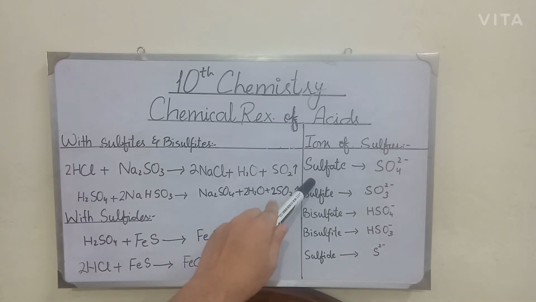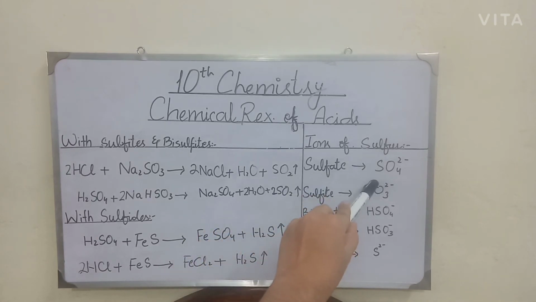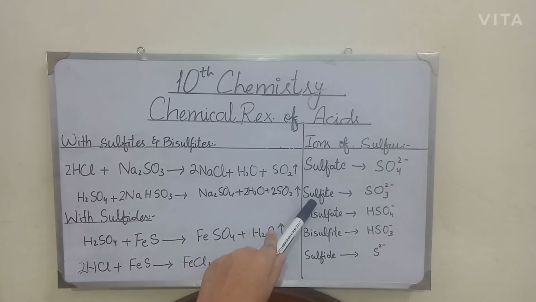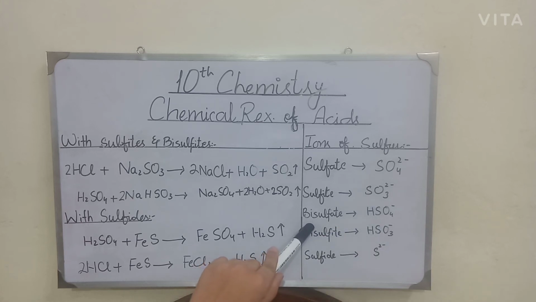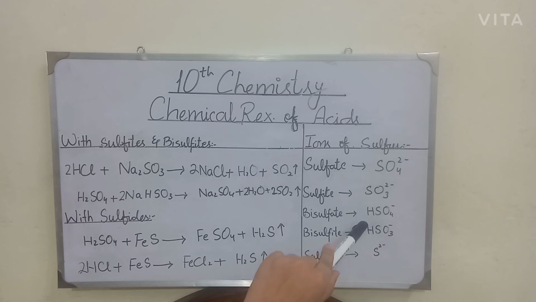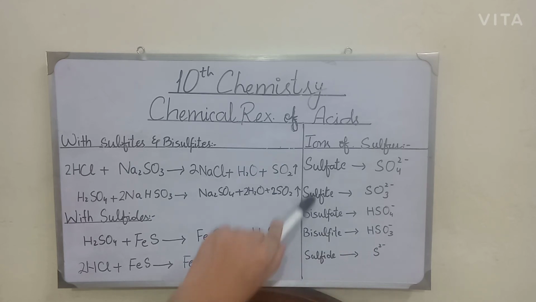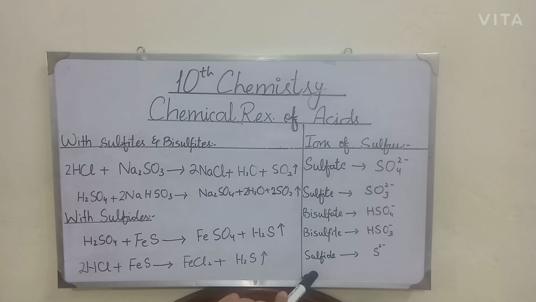Number 1 is the sulfate ion, and its formula is SO4 2 negative. Number 2, the sulfite ion, and its formula is SO3 2 negative. In the sulfate ion, 4 oxygen atoms are present. In the sulfite ion, 3 oxygen atoms are present. Similarly, the bisulfate ion, HSO4 negative, and the bisulfite ion, HSO3 negative. Sulfite and bisulfite resemble each other, and sulfate and bisulfate resemble each other. And the last ion is the sulfide ion, S2 negative. When a sulfur atom has a 2 minus charge, it is called a sulfide ion.